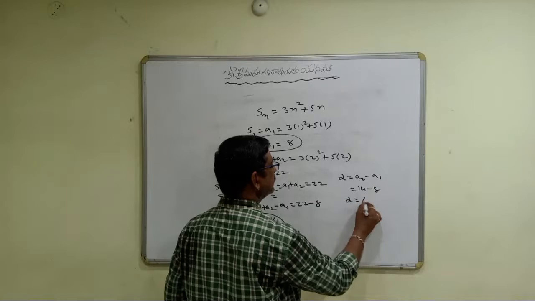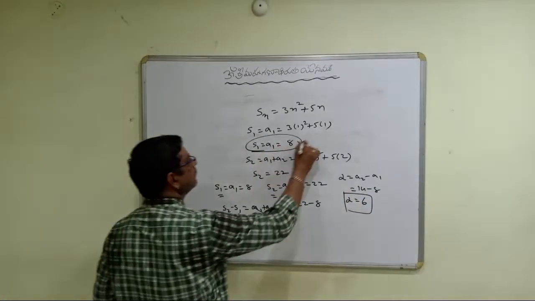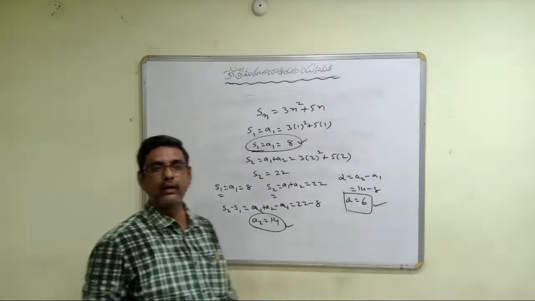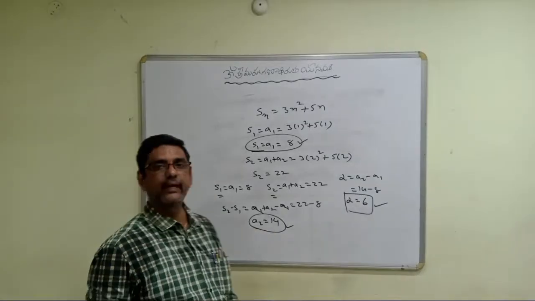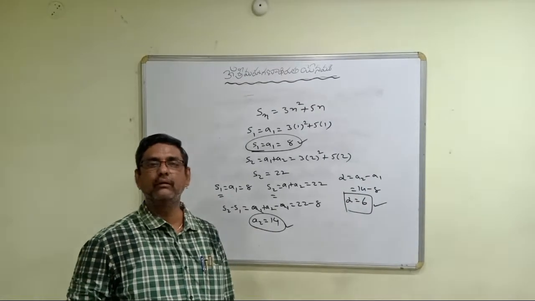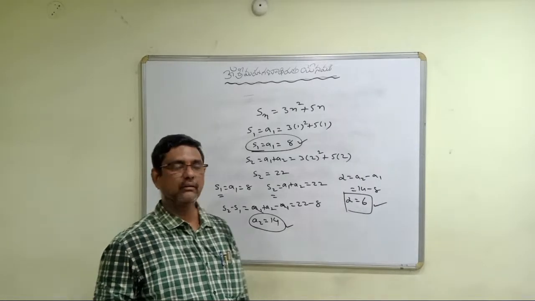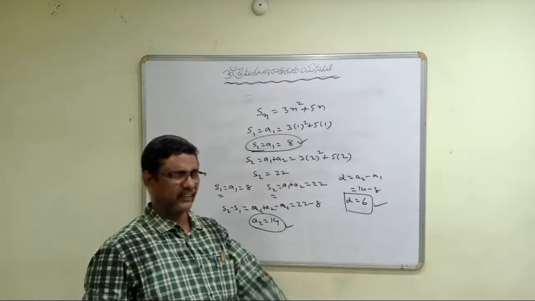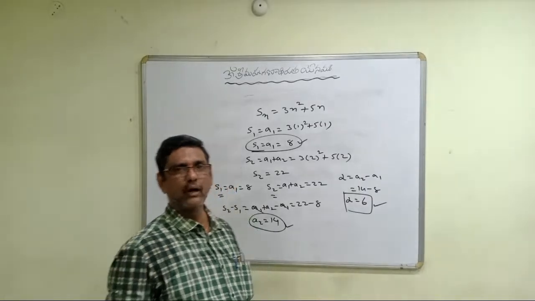Now we know A1, we know A2, and we know D also. Okay? We can find out any term in that particular arithmetic progression. Understand, children? So in this way, those two problems should be solved. And the remaining problems are easy only. Now I will go ahead with trigonometry.